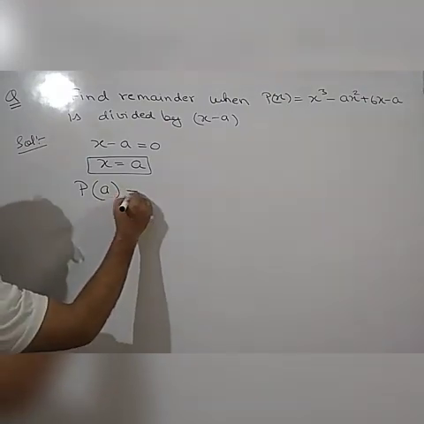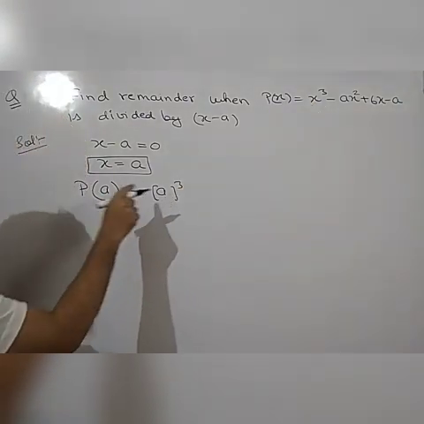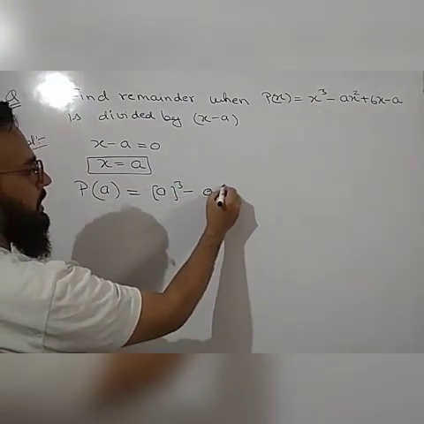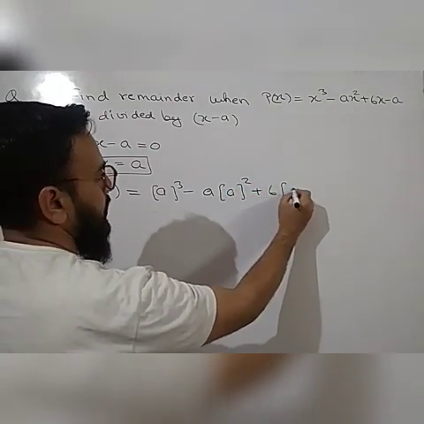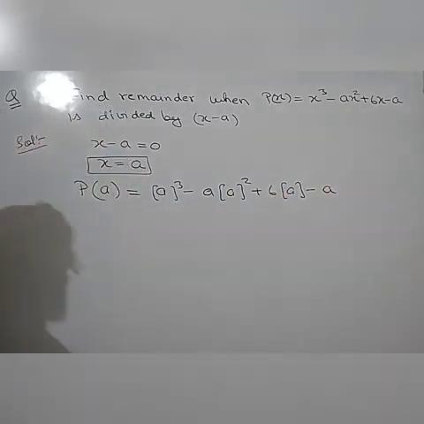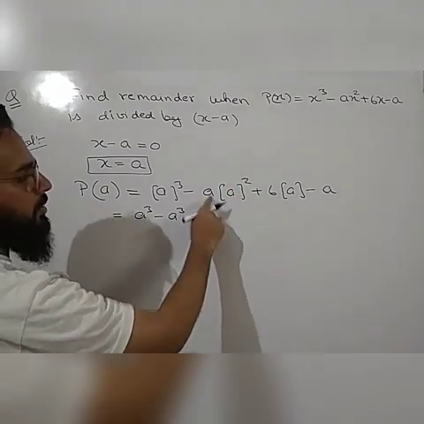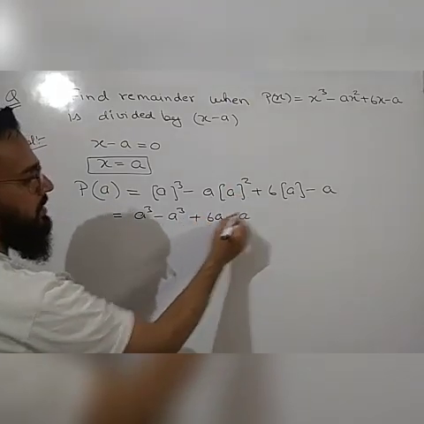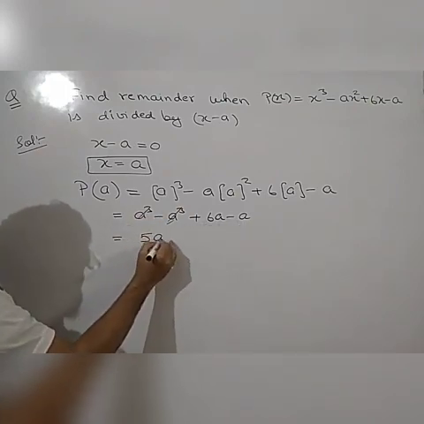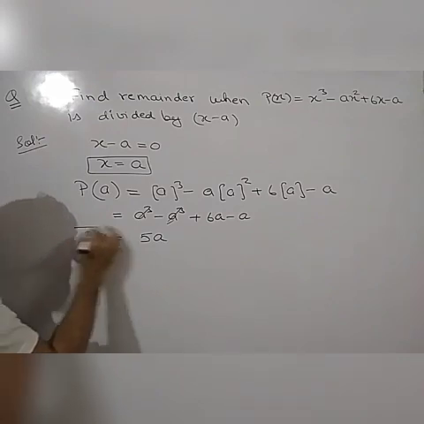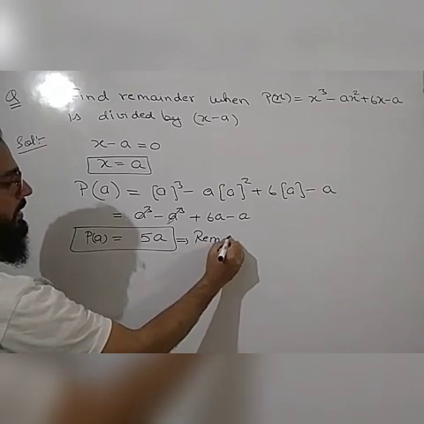So we are getting p(a) is equal to a cube. At the place of x we are putting a, so it will be a cube minus a into a square plus 6 into a minus a. It will be equal to a cube minus a cube, since a square into a is a cube, plus 6a minus a. So this a cube will be cancelled out. 6a minus a will be equal to 5a. So the remainder p(a) is equal to 5a, and it is our answer.